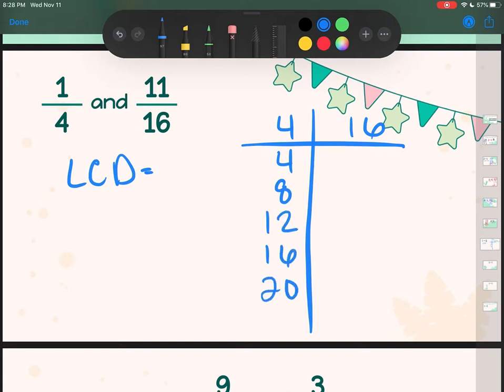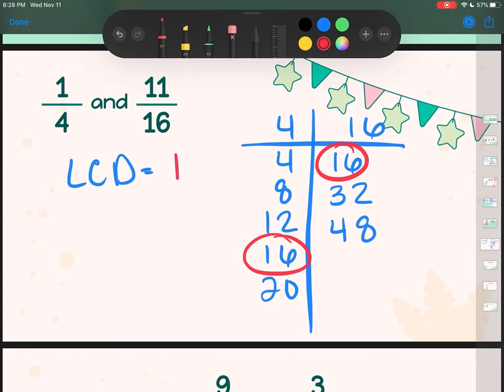Well, let's skip count to figure out what that would be. We've got 4, 8, 12, 16, 20. 16, another 16 would be 32, another 16 would be 48. Well, I can see here that 16 is on both these lists, right? So 16 didn't have to change, just like when we had 20 and 10 and 3 and 30. 16 did not have to change because 16 is already a multiple of 4, so the least common denominator of both of them would be 16.